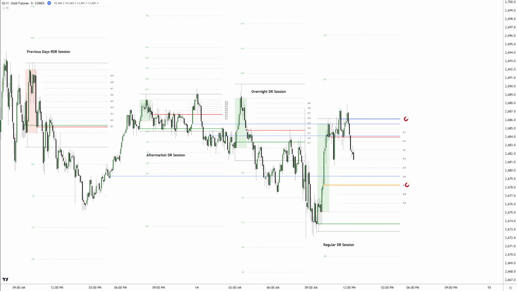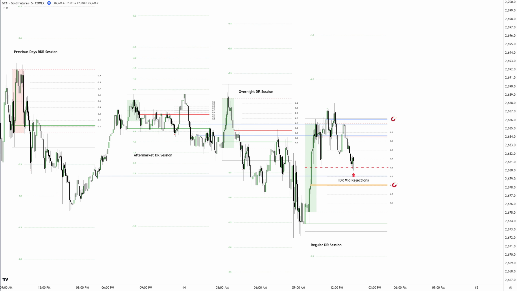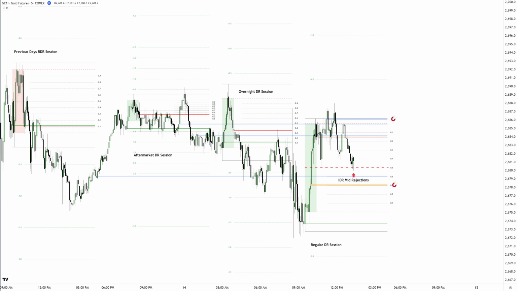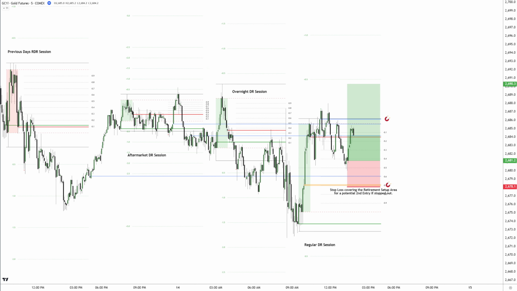As price retraces and rejects the middle of the defining range, a potential long entry becomes visible. It's important to remember that this trade is purely for demonstration purposes, as high-impact news like PPI made this day unsuitable for live trading. With this setup, stops could be placed below the IDR mid and open WIB, targeting the overnight DR session highs and further standard deviation levels.